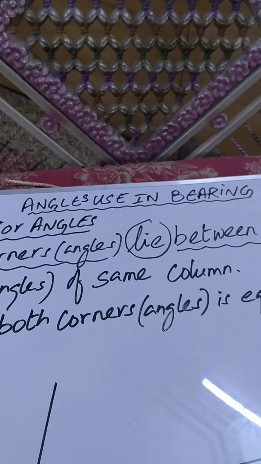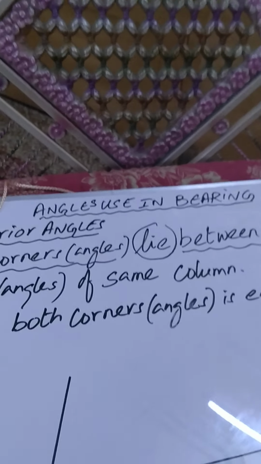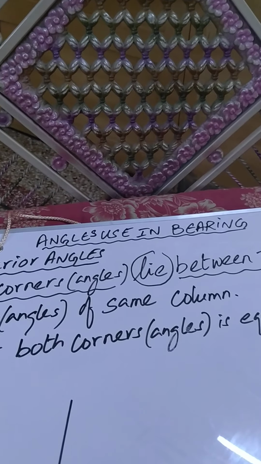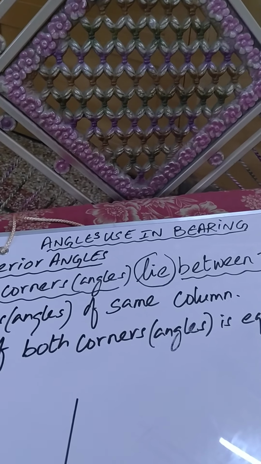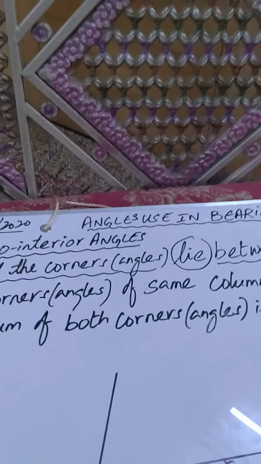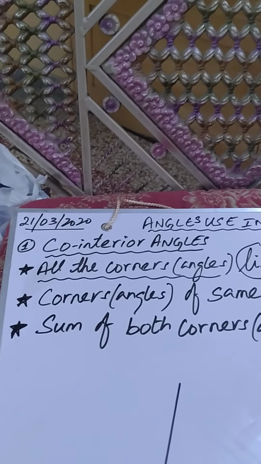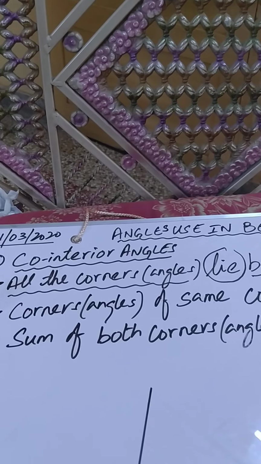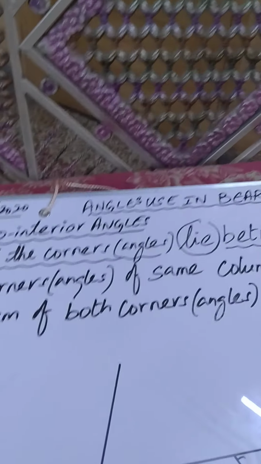Today my topic is angles used in bearing. The angles which make bearing very simple, shorter and easier are co-interior angles and alternate angles. What are co-interior and alternate angles, guys? These are the angles formed by the intersection of parallel lines.